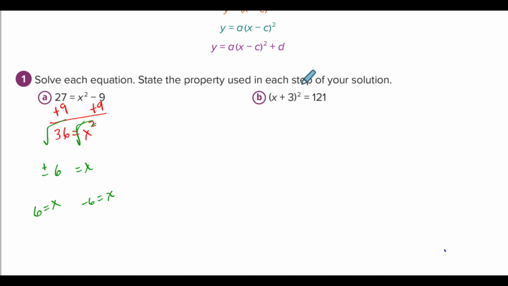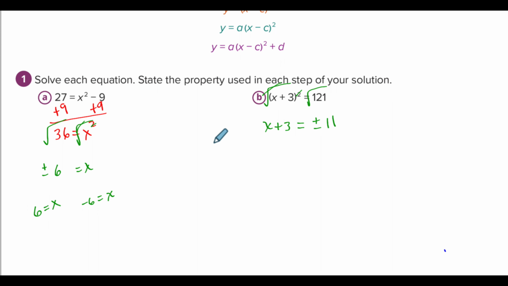Okay, so let's look at B. Notice how we take x, we add 3, and then we square it. So if we're undoing this and using opposite operations, I would have to take a square root first. I have to undo that squared part. But again, we didn't know if the number was negative or positive when we squared it to get 121. So we have to include both values here. We're going to get x plus 3 is going to equal plus or minus the square root of 121. Well, I know the square root of 121 is 11. And this gives me this nice little equation here.